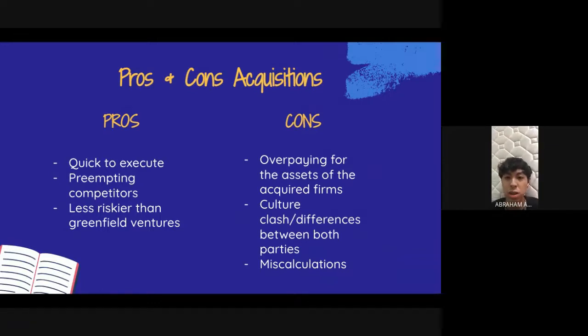Whereas the cons of acquisitions, the first one is overpaying. The firm may overpay for the assets of the acquired firms. The second one is there may be some culture clash or differences between both parties. And the third one is the firm may have some miscalculations in their projections.